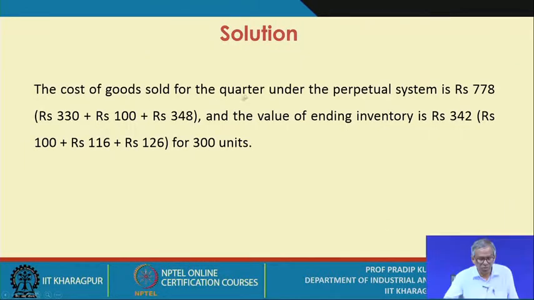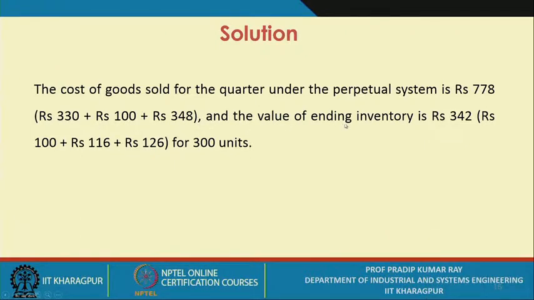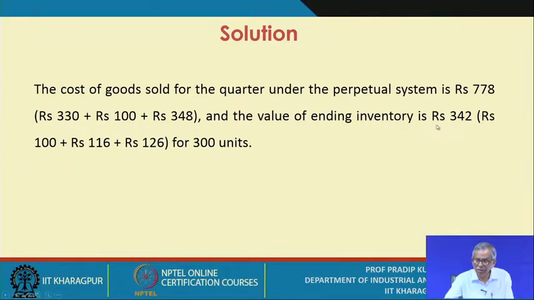So the cost of goods sold for the quarter under the perpetual system is rupees 778. This is the breakup, and the ending inventory is rupees 342. So how do you get 342? First you get 100, and then 116, and then the third term is 126 for 300 units.